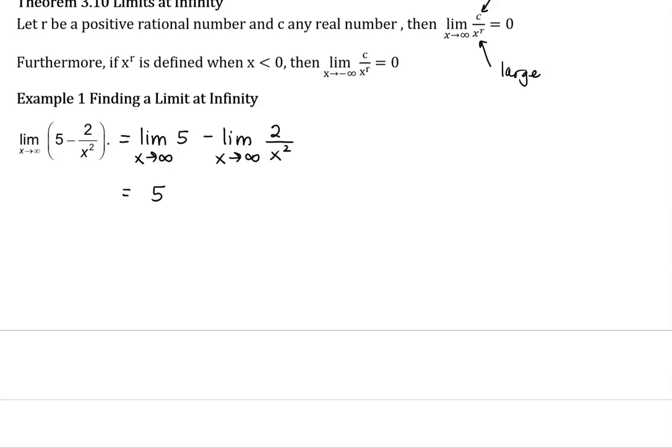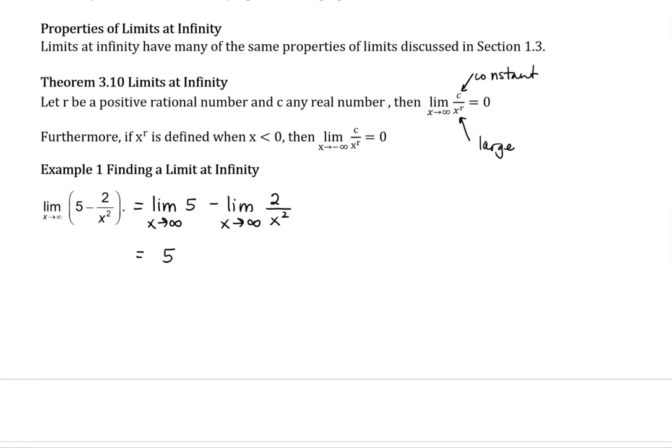For the second limit here, we're going to apply theorem 3.10. We have a constant in the numerator, and in the denominator we have x squared that is going to be getting very large as x goes to infinity. And as the denominator gets large, the entire fraction will go to 0, leaving us with this limit being equal to 5.